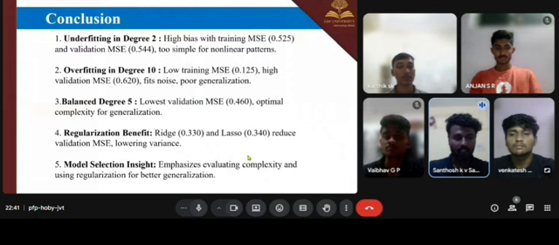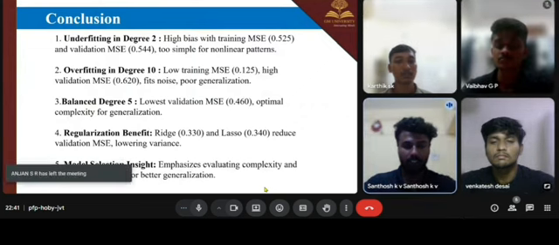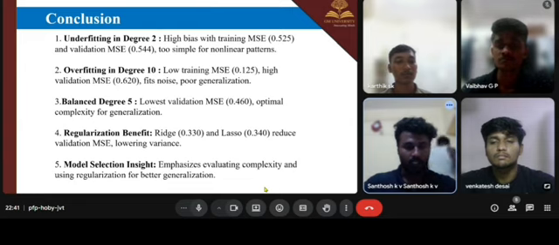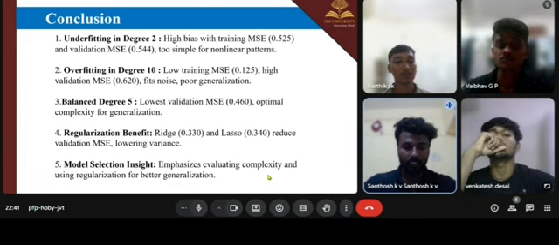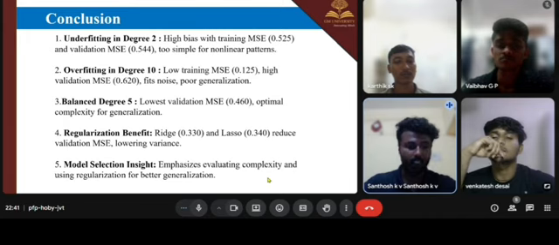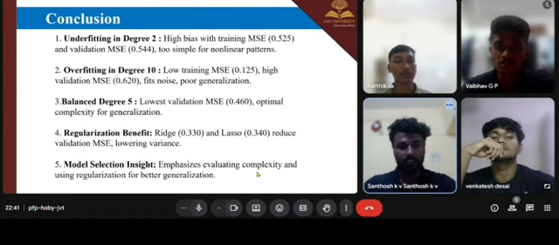Regularization benefit: ridge 0.330 and lasso 0.340, reduce validation MSE, lowering variance. Model selection insight: emphasize evaluating complexity and using regularization for better generalization. Thank you.